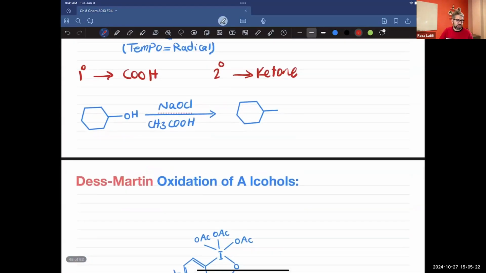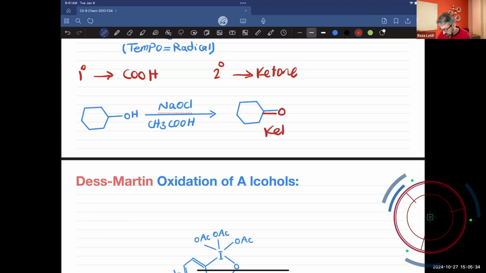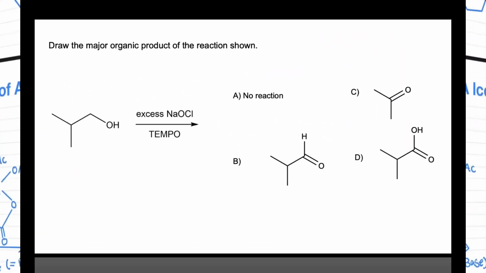Okay. Now, what if it's a secondary alcohol? It's a secondary alcohol, regardless of the situation, the max it can give you is a ketone. So that's going to be the final product. It will be ketone. This is a secondary alcohol, and we got ketone.